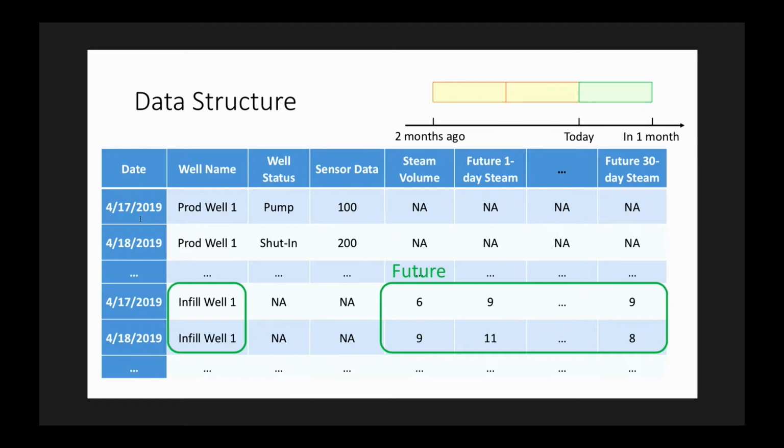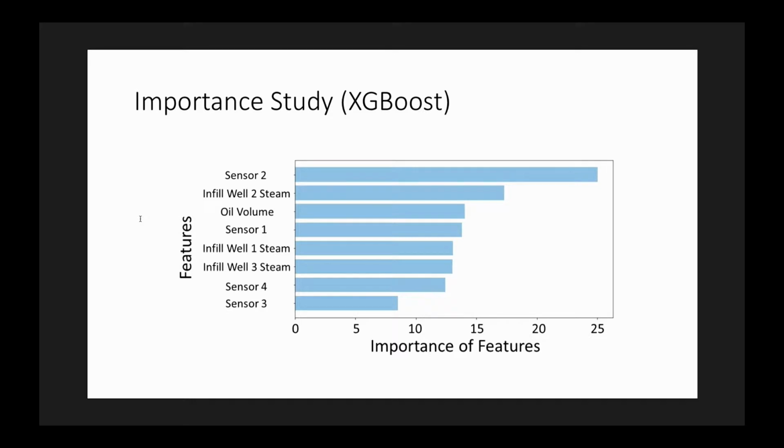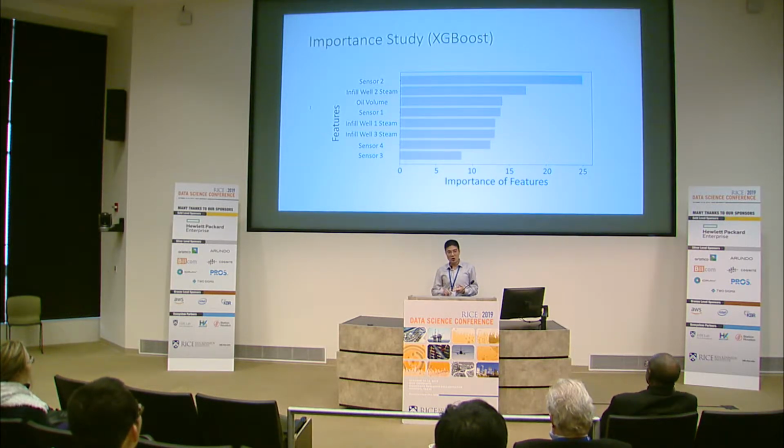So here is the basic idea. After data engineering, we'll go to the model building part. Here, after testing a couple of models, we select XGBoost. The most important reason is that XGBoost is a tree-based algorithm, which can be easily interpreted.